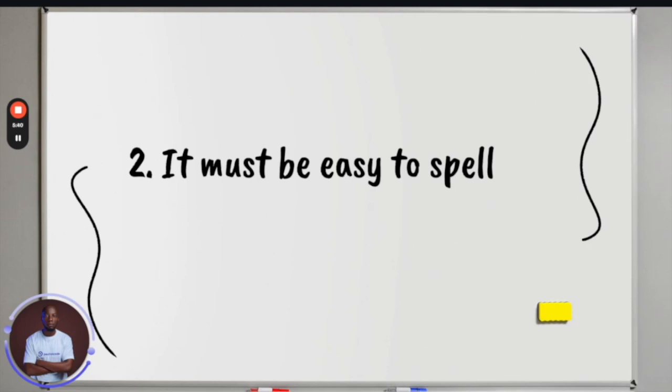Don't use words that people cannot spell immediately. At least for a 6-year-old, every 6-year-old should be able to spell your domain name. Don't use words that have some mnemonics, words like N, M, N, then your domain name. Don't use words like that. Use words that are very easy to spell, that once you pronounce it, you can spell it.